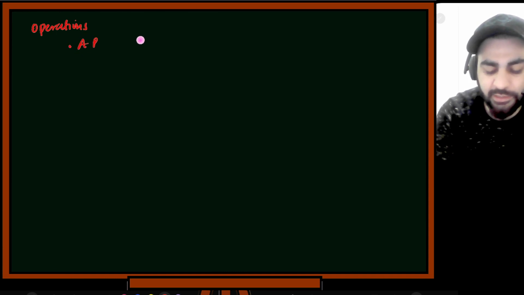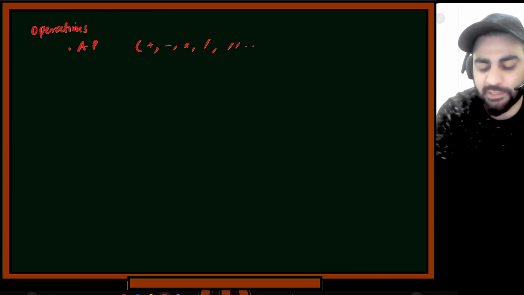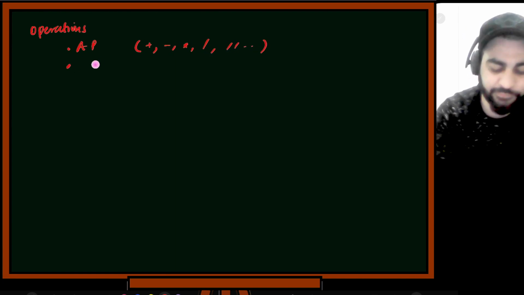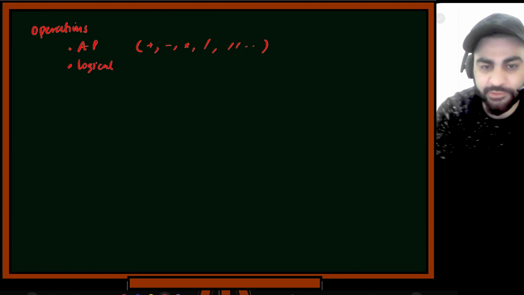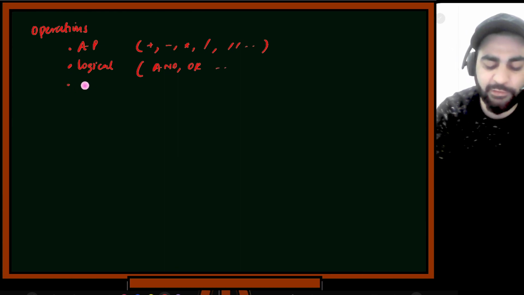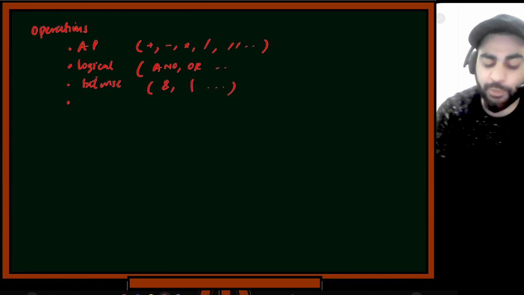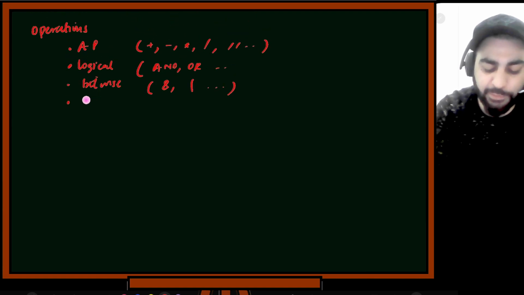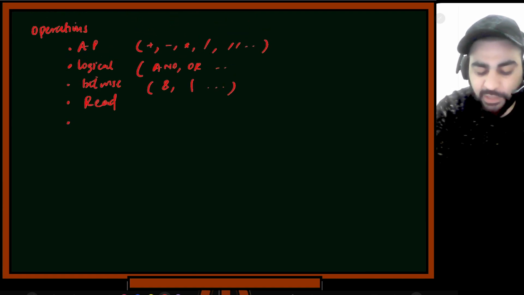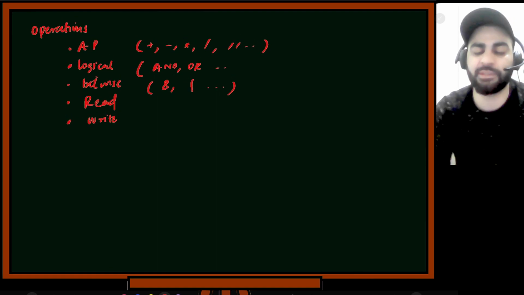We have addition, subtraction, multiplication, division, float, and a lot of things are there. And then we have logical operations. In logical we have logical and, logical or, logical not, and then we have even bitwise operations, and, or, and things like this. And then an operation can be read from the memory. Read is also an operation. We have write into the memory. This is also an operation. Read means basically access the memory.